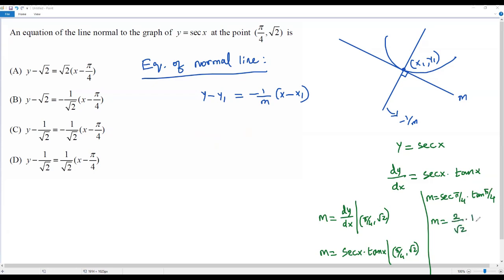The value of tangent pi over 4 is just 1, then we get m equals 2 over square root of 2 times 1, which is just 2 over square root of 2. Okay, now I got the value of m. Now let's plug in the stuff we have over here in this equation.